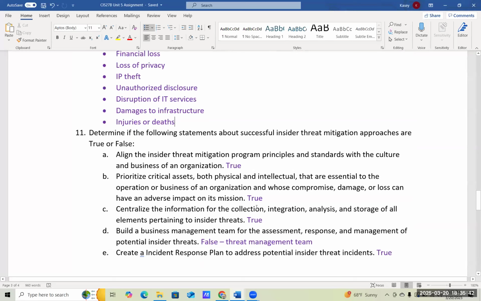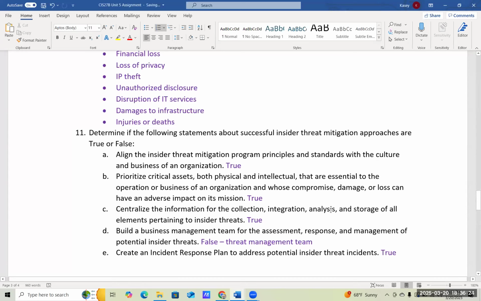And then D, build business management team for assessment, response, and management of potential insider threats. False. It's threat management team. So the threat management team would entail decision makers and business people, but the majority of the time you're going to see that the technical people, like cybersecurity professionals and IT professionals, will fall into this category as well. Because when you look at cyber threat, that's our realm, right? Our area. This should be D. I have a typo here.